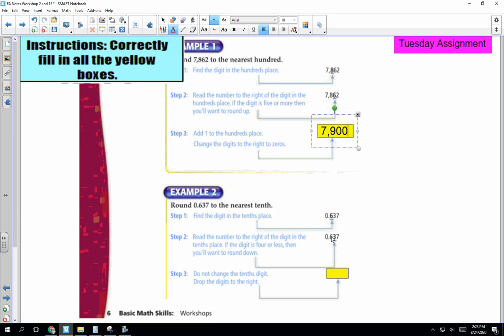So if it's 5 or more, we bump it up. If it's 4 or less, it stays the same. So our new number is going to be, remember we have to have that 0 because there's nothing in that ones place. It's going to stay 6. And then everything else is going to become a 0. Everything to the right of the number you're rounding it to becomes zeros.